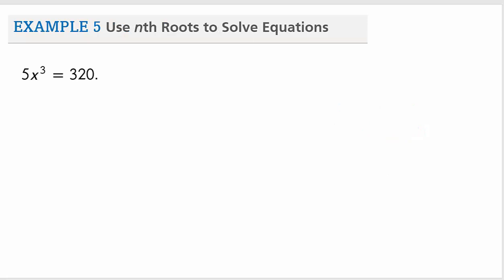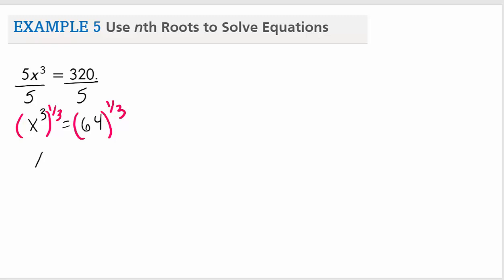Let's try another one. We'll start by dividing both sides by 5 because we need to get that x cubed by itself. We end up getting x cubed is equal to 64. And then we look for our power. So we're going to raise that to the 1/3. Whatever we do to one side, we do to the other side. On the left-hand side, that simplifies to be x, and on the right-hand side, that rational exponent ends up being 4.